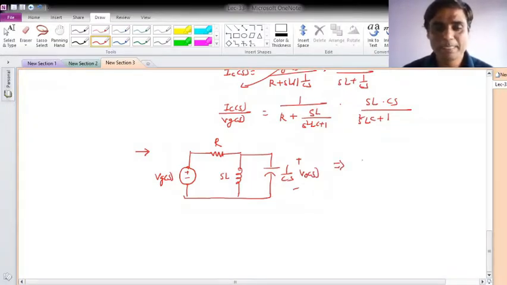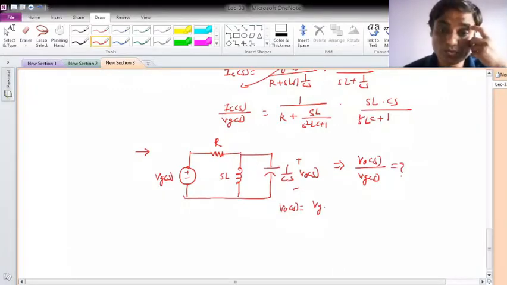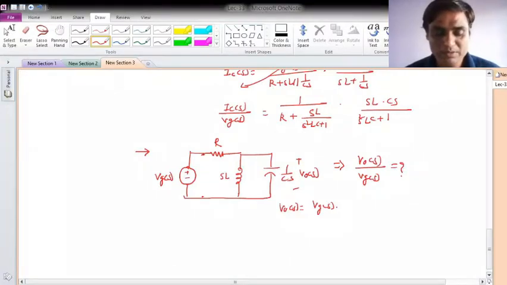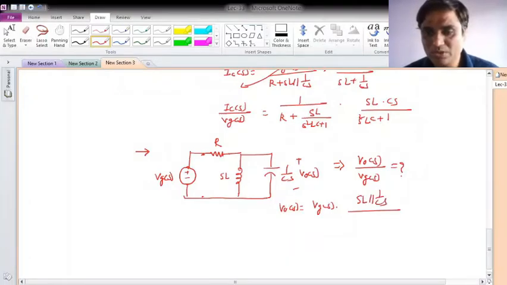So to get the voltage ratio transfer function, we have to compute V0 of S divided by VG of S. V0 of S will be, using the current division rule here, the total voltage VG of S times the impedance of SL in parallel with 1 over CS, divided by the sum of resistances: R plus SL in parallel with 1 over CS.